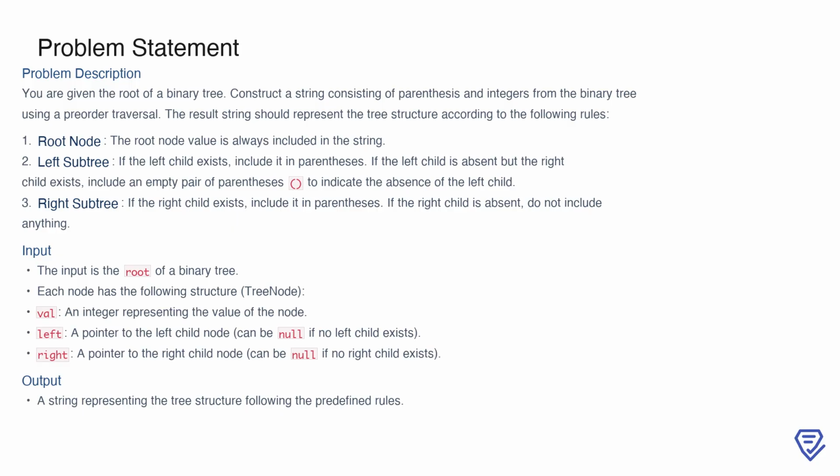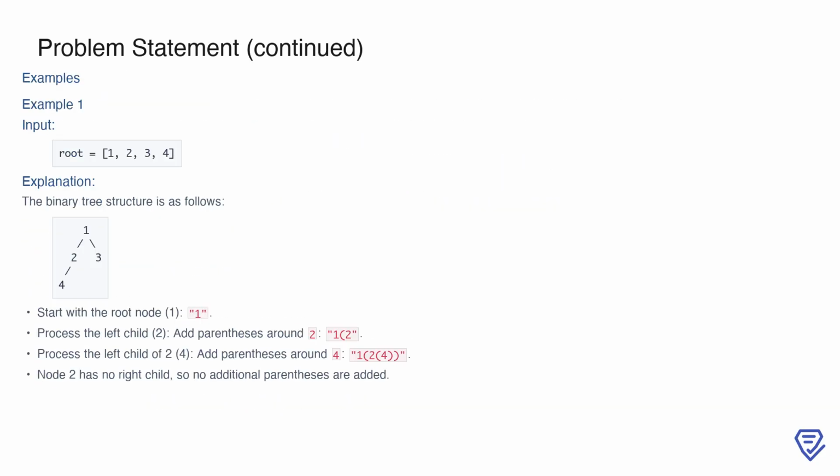The input is the root of a binary tree, where each node contains an integer value and pointers to its left and right children, which can be null. The output is a string that represents this tree structure based on the given rules. Let's look at a concrete example.